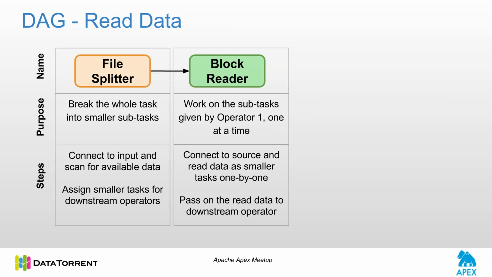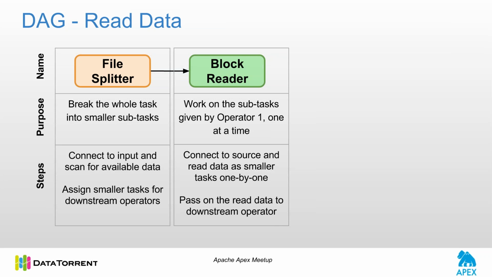The next operator, the block reader, works on the subtask given by operator 1, the file splitter here, one at a time. So it is not aware of the bigger picture as a whole. It just knows that, okay, I am given this one subtask and I want to do that. So let's take an example. Let's say I have a 1 GB file and I want to copy it. Actually, let's take a 1 TB file because it makes a huge impact. I have a 1 TB file and the file splitter says I'm going to copy 1 GB at a time, breaking it into smaller subtasks of 1 GB and then telling the block reader to do that.